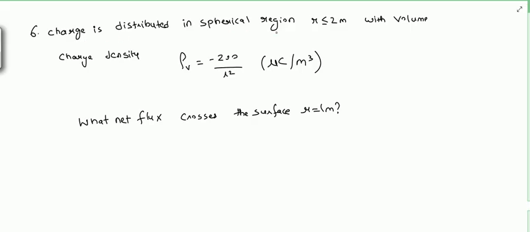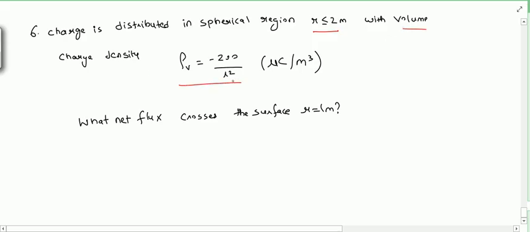Charge is distributed in a spherical region r less than 2 meters with a non-uniform volume charge density, as given by this relation. So what net flux crosses the surface r equals 1 meter? You can easily think of this as a problem based on Gauss law.